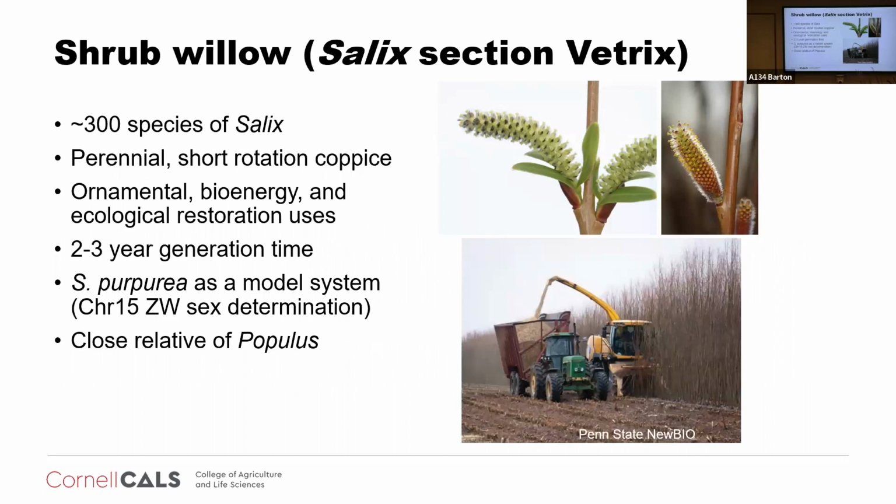So a quick background on willow. Willows are the genus Salix. These have over 300 species. These include the tree willows, which you might be most familiar with, that you see around in parks and gardens. Also the shrub willows and the Arctic dwarf willows.